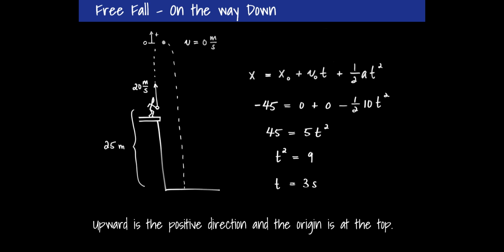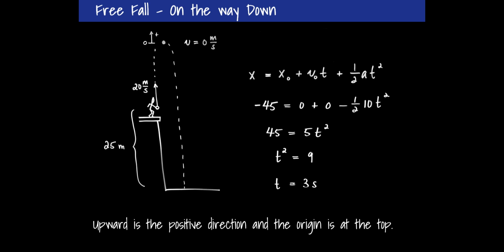What I'm going to do instead is start with my position equation. X is equal to X naught plus V0T plus 1/2 AT squared. But I don't have to predict what the final position is. I already know, because I know that the building is 25 meters high, and I know that the projectile, the ball, went up 20 meters. I know what the final position will be. And so for X in my equation, I've written negative 45.